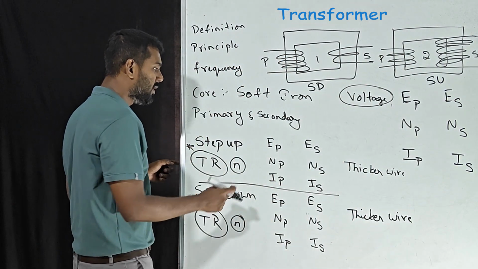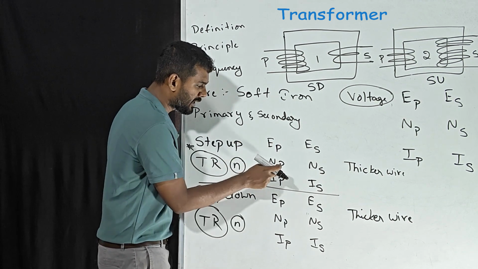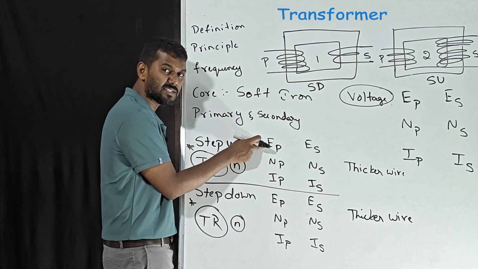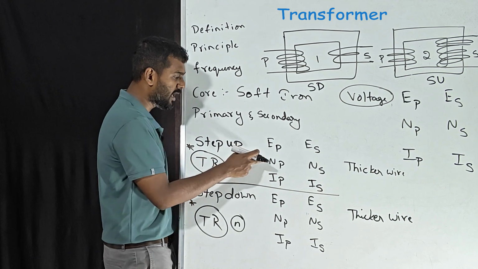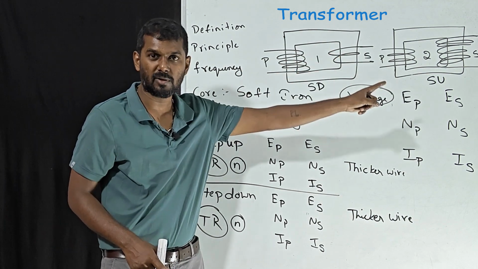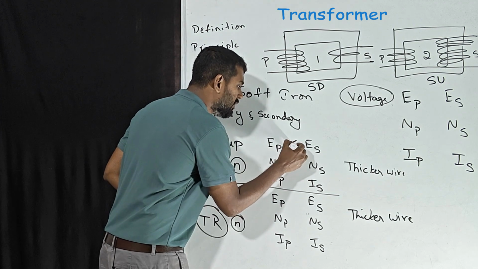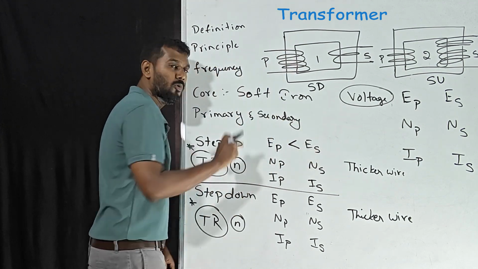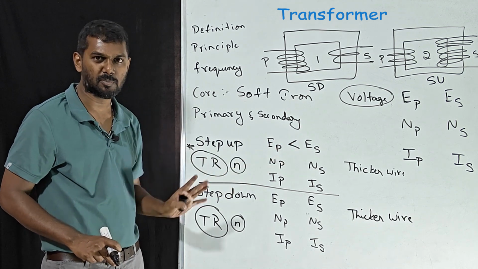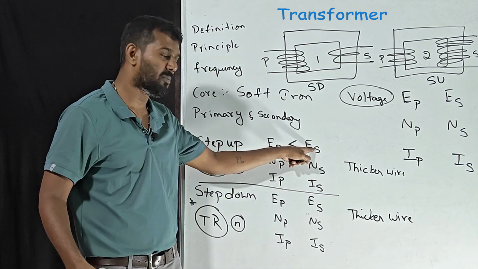So in a step up transformer, N represents number of turns, P represents primary. In all the cases, P represents primary and S represents secondary. E represents EMF, which is nothing but voltage, correct? And I we know is current. So why are we using a step up transformer? To increase the value of voltage. So voltage at secondary should be more compared to the voltage at primary. Voltage is directly proportional to number of turns. More the number of turns, more will be the voltage.